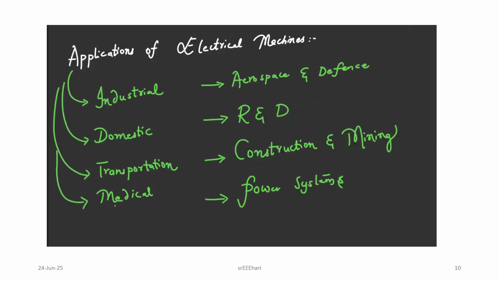Coming to the applications of electrical machines from a point of view, we can use them anywhere: industrial, domestic, transportation sector, medical sector, research and development, aerospace, defense, construction, mining, everywhere. Electrical machines, generators, motors, everything. We can use them in cranes, elevators and lifts, everywhere.